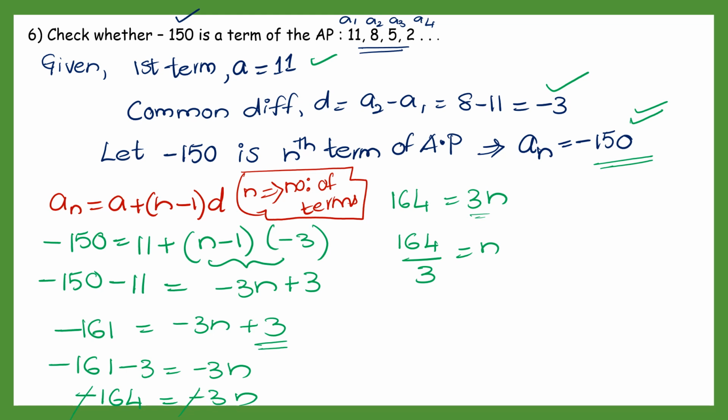164 by 3. 164 by 3 means, we get what? 3 fives are 15, 1 left, bring down 4, 14. 14 means 3 fours are 12, 54.66. So you got the n value as 54.66.